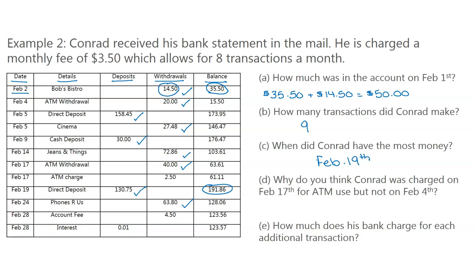Now part D. Why do you think Conrad was charged on February 17th for ATM use, but not on February 4th? Let's have a look. On February 4th, he made an ATM withdrawal, $20. February 17th, he had another ATM withdrawal, this time $40. And just underneath that, on the same day, we see an ATM charge of $2.50. Well, on the 17th, he probably used an ATM that was not associated with his bank, and so he was charged. So let's write that down.